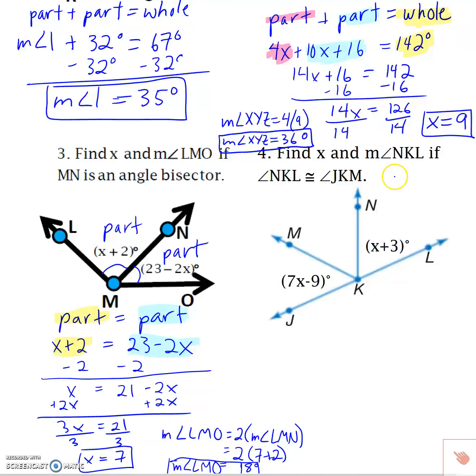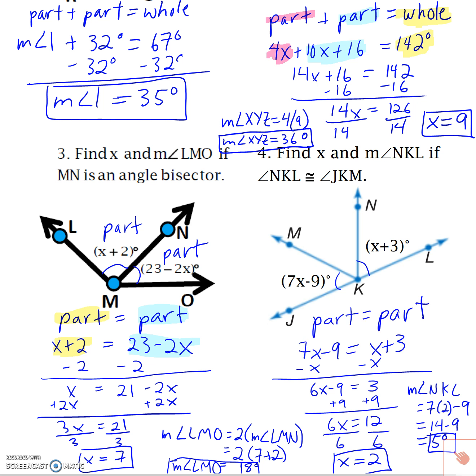Number 4, they give us a congruency statement. Angle NKL is congruent to JKM. So go ahead and set that up and see if you get it right. Here's the setup. Now solve. There it is.